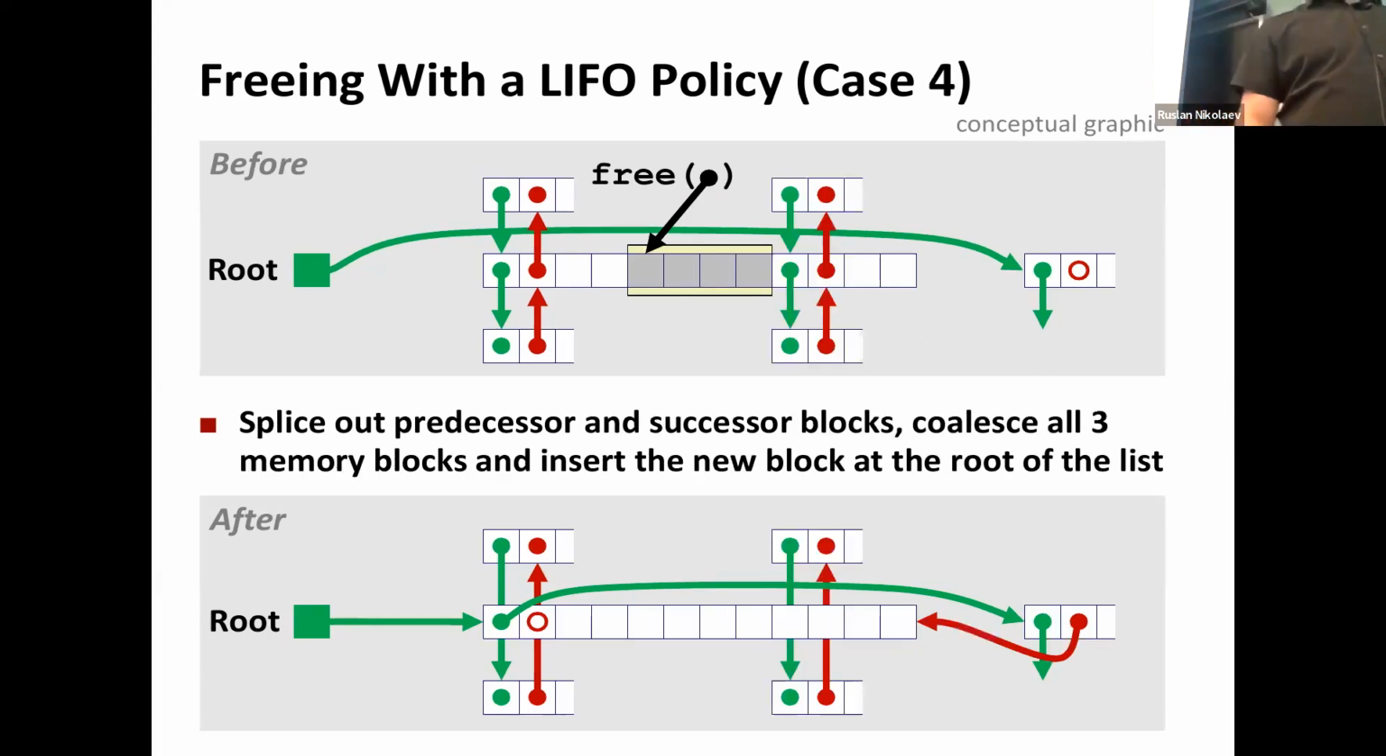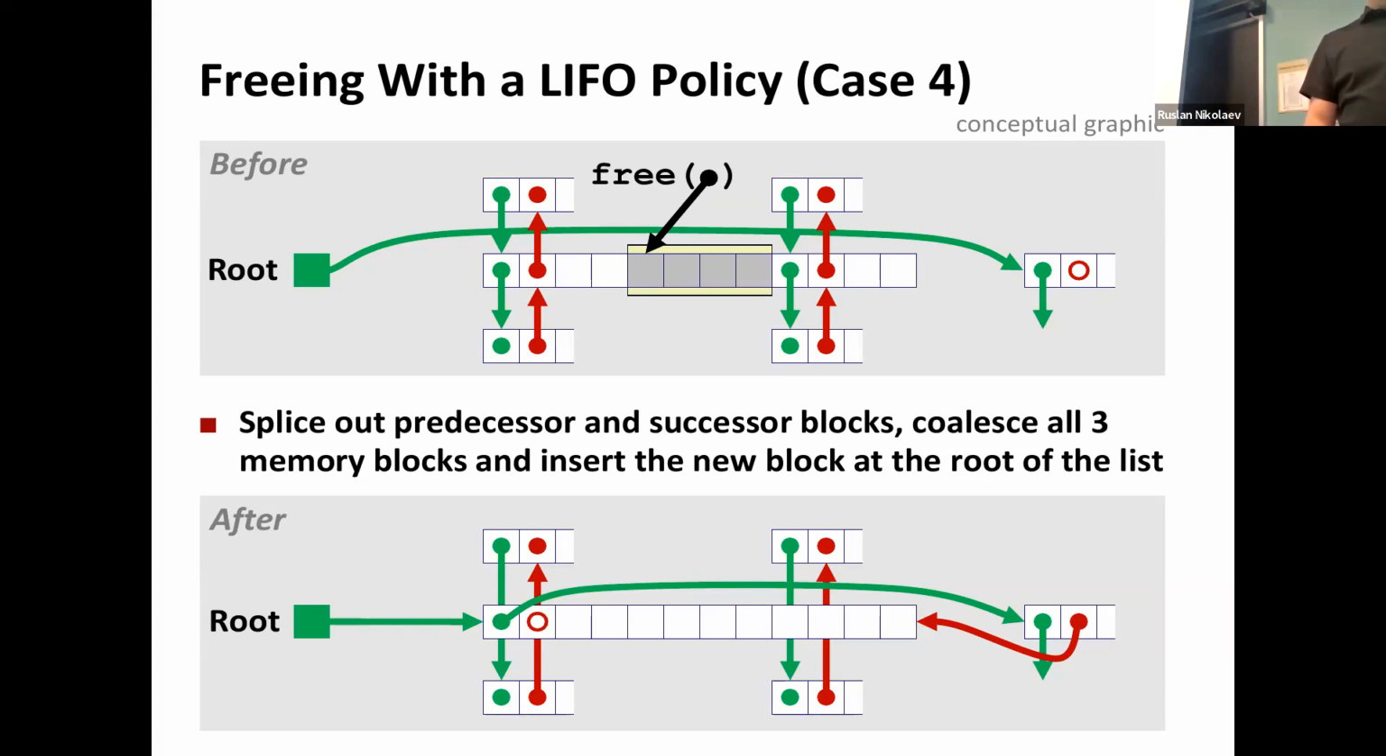So now this case is tricky, right? When you have to coalesce with two neighboring blocks, you have to make sure you remove two of them, right? So you remove the previous block from the free list, you remove the next block from the free list, and then you merge it together with the current block. And then the larger block, you insert it to the front of the list.